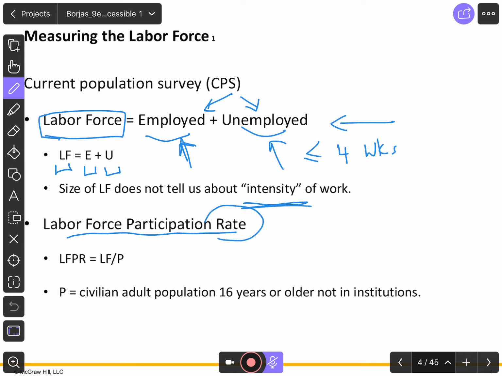Another important statistic, which is the one that we had on the previous slide, is the labor force participation rate. It's the labor force divided by the civilian population 16 years and older, not in institutions. So you're not part of a hospital, you're not part of the army, and so on. That's why we call it civilian adult population 16 years and older, not in institution.